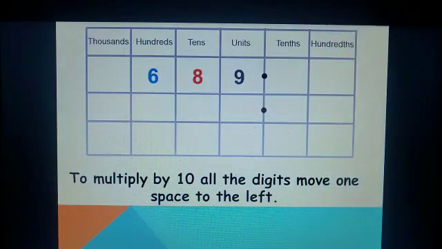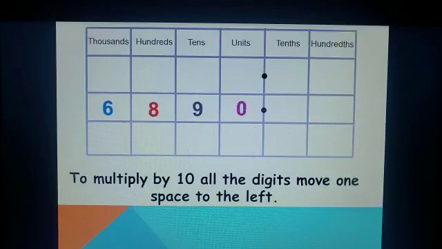Let's try another one. What is the answer if I make 689 10 times bigger? I use the same technique of moving all my digits one space to the left to get my answer. So my 600s will move to the thousands, my 8 tens to the hundreds, and my 9 units to the tens. Then I add a placeholder of 0 to complete the answer of 6,890.